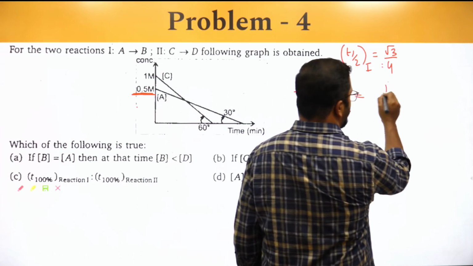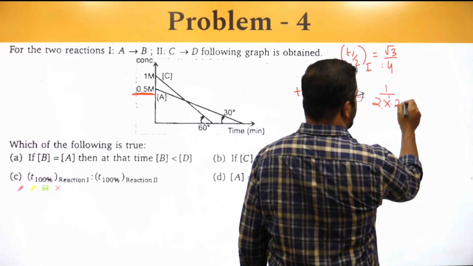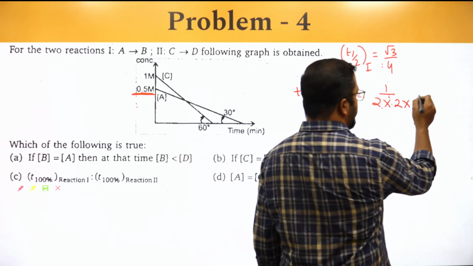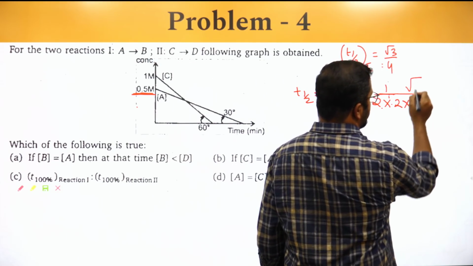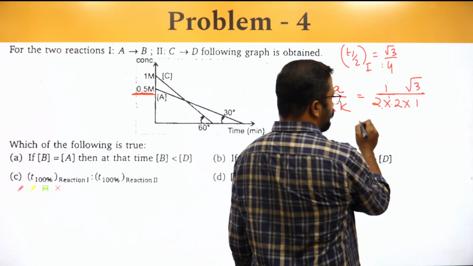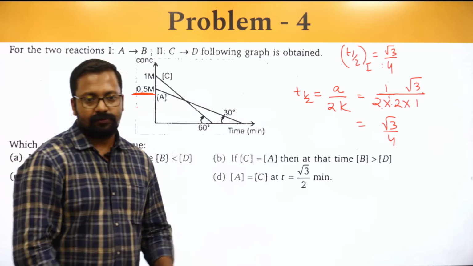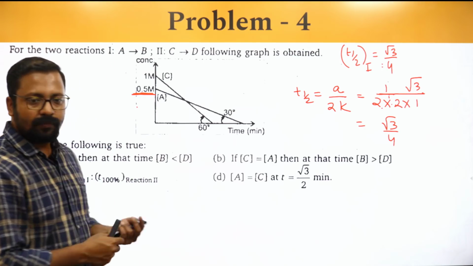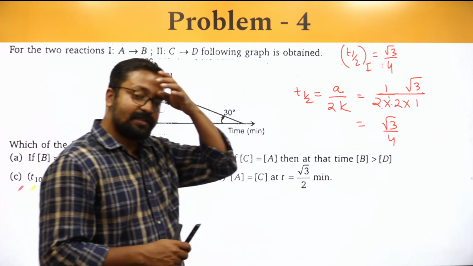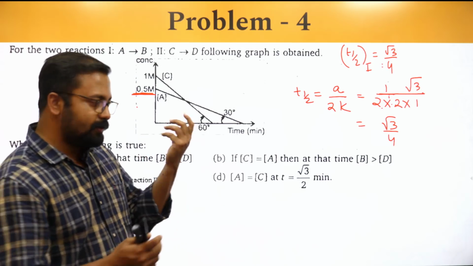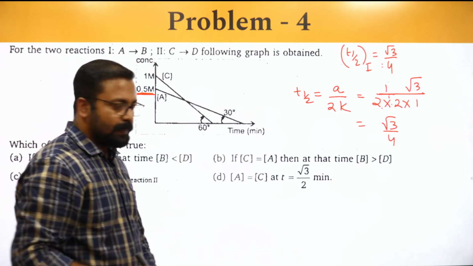So it is 1 by 2 times, tan 30 degrees is 1 by root 3, so I'll write it as root 3 by 1. So root 3 by 4 turns out to be the half life. See, minus, I just need the magnitude. So it does not matter.